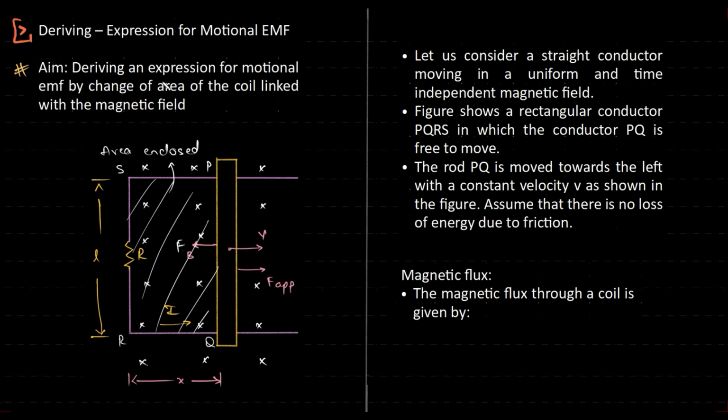So the aim is to derive an expression for motional EMF by changing the area of the coil linked with a magnetic field. So here in this diagram, we are looking at a magnetic field. We have a wire, and on that wire, we have another metallic strip. Let me put it this way. We have a wire which is stripped, that is, basically an exposed wire, right? And on that running is a metallic strip.